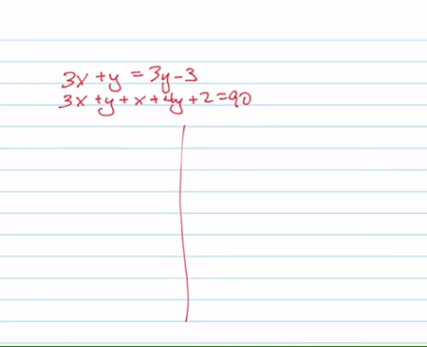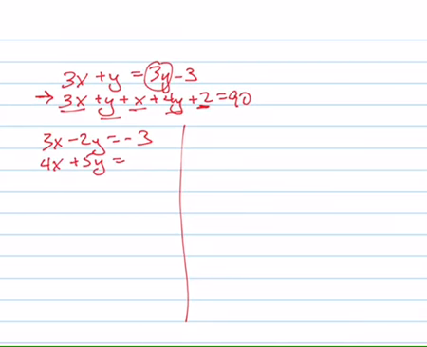So I rewrite them both in standard form. I'm going to move this over to the other side. So it's 3x minus 2y equals negative 3. And now I'm going to move this to the other side, write it in standard form. 3x plus x is 4x. Y plus 4y is 5y equals 88.